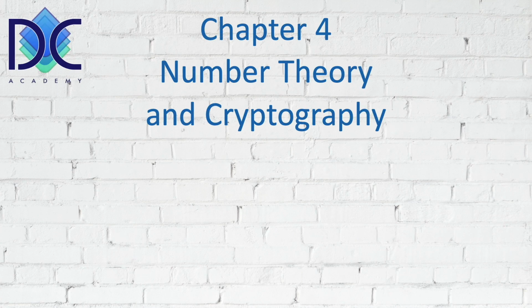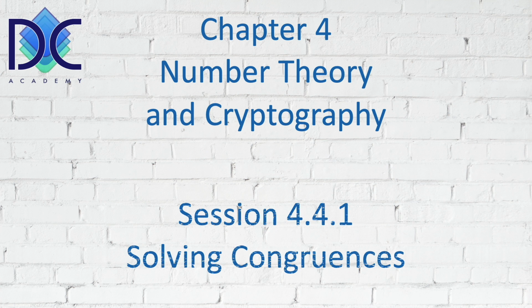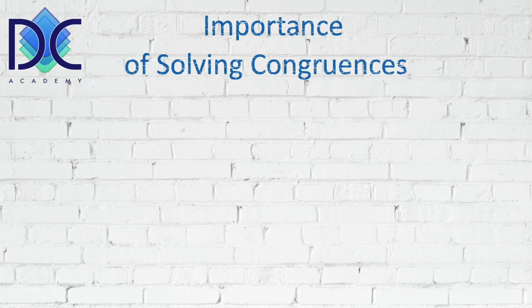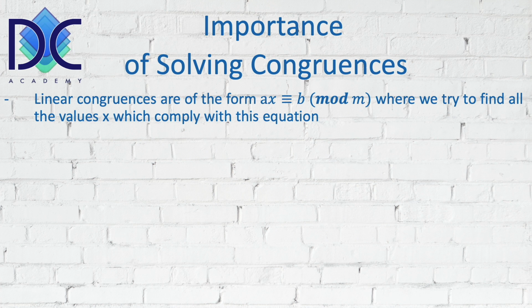We're starting with another part in the fourth chapter. We're still talking about number theory and cryptography, and now we are looking into solving congruences. When we look at congruences, it's very important in number theory and in computer science to be able to solve them. The first thing that we can consider is what we call a linear congruence.